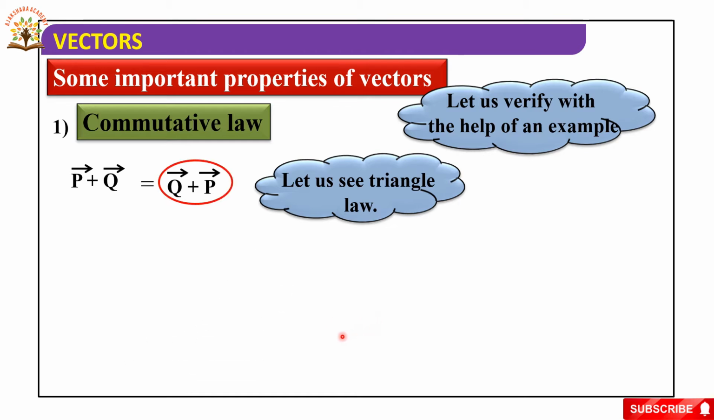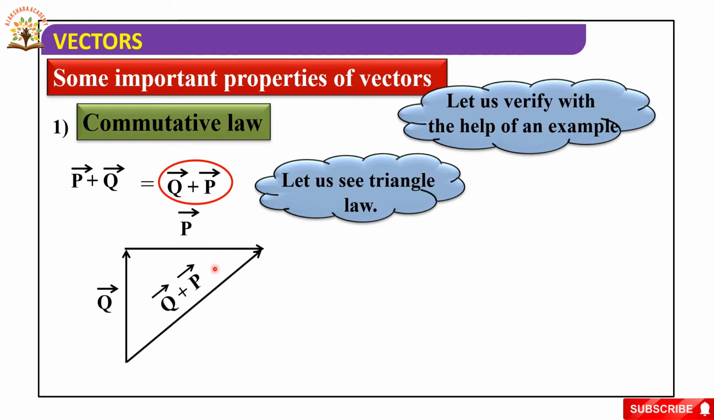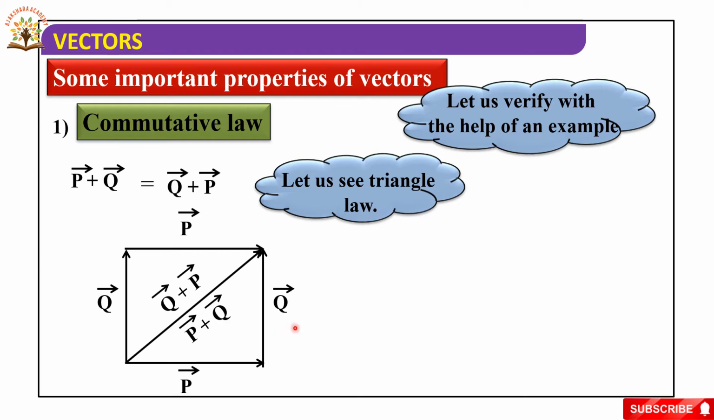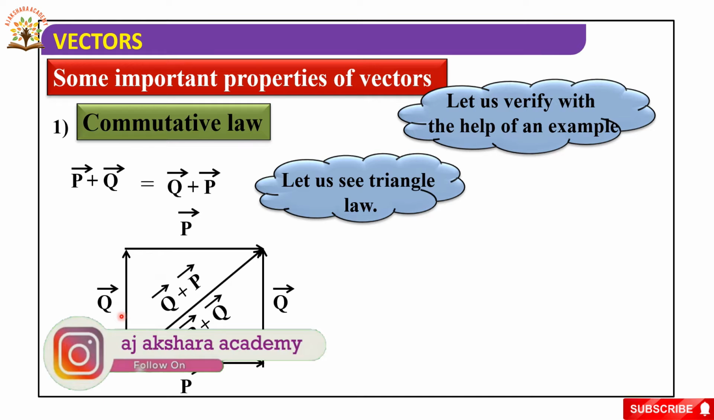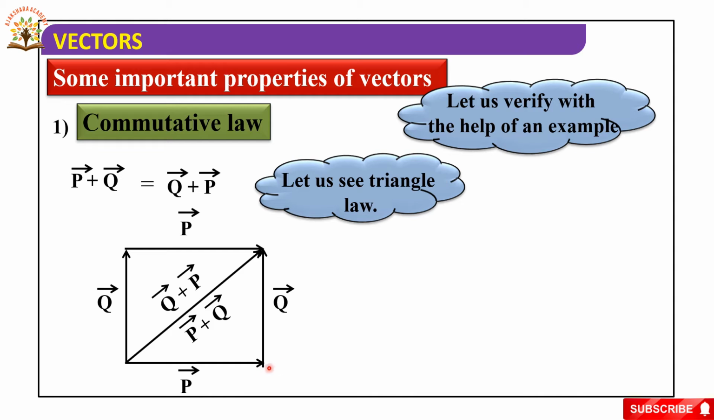Next, Q bar plus P bar. So Q bar is a vector and P bar is another vector which is perpendicular to Q bar, and the resultant of this is Q bar plus P bar. This is in the opposite direction. Next, this is one resultant, Q bar plus P bar, and the other one is P bar plus Q bar. This is the triangle law.